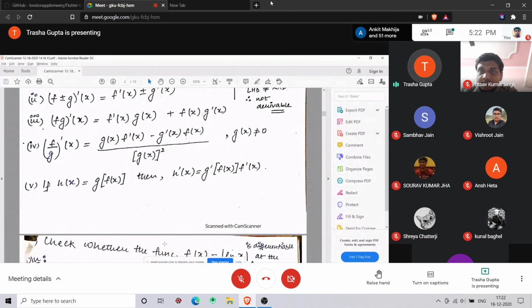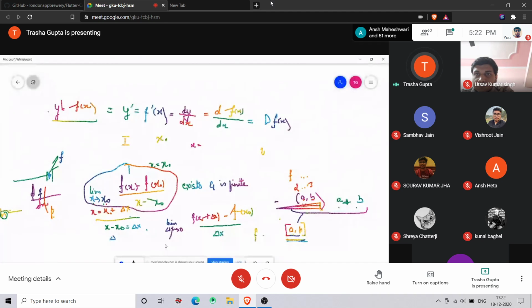So now if I want to define a new function, that is g of f(x), then h dash x is basically this h dash x. I hope this also you are mostly aware of, that you apply the chain rule.